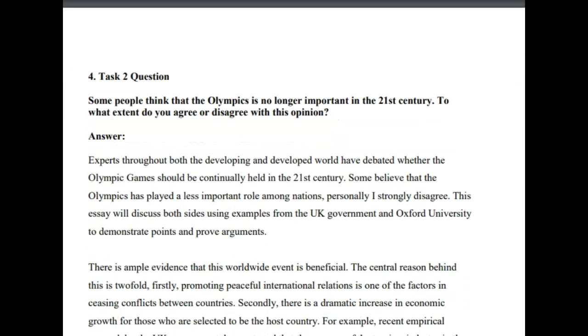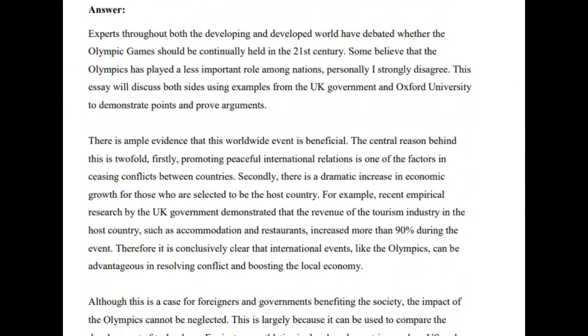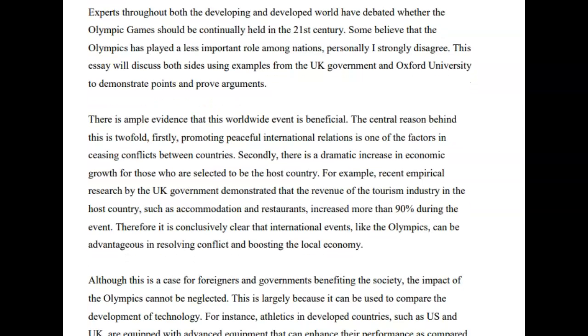All right, so here we go with the one about the Olympics. Let's see. Experts throughout both the developing and developed world have debated whether the Olympic Games should be continually held in the 21st century. Some believe that the Olympics has played a less important role among nations. However, you really need some sort of contrast here, because you're saying that you disagree, and just having the comma here is not enough.